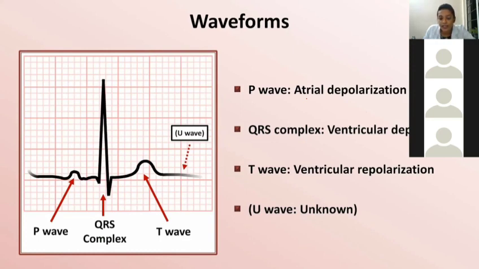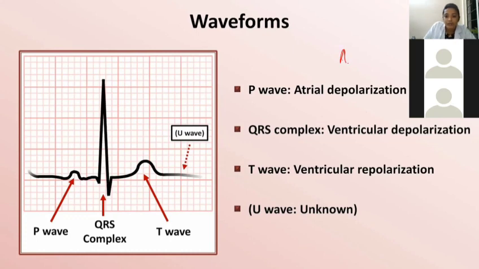Atria will be filled with blood, then only these things will be happening. But what is the reason behind it? During the atrial repolarization, at the same time of this atrial repolarization, ventricular depolarization is also happening.